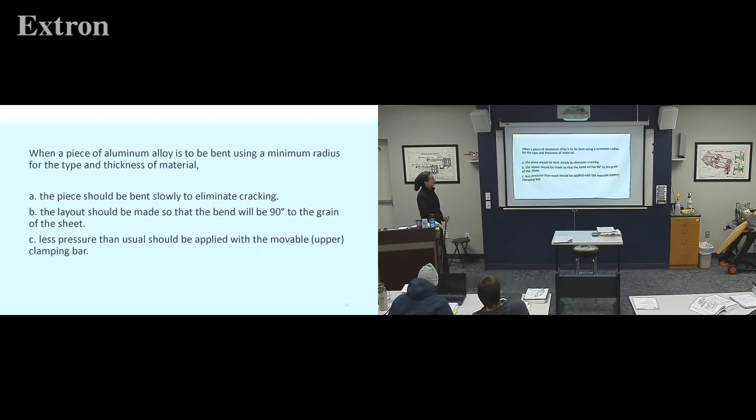And John. When a piece of aluminum alloy is to be bent using a minimum radius for the type and thickness of material, the piece should be bent slowly to eliminate cracking. The layout should be made so that the bend will be 90 degrees to the grain of the sheet. Less pressure than usual should be applied with a movable or upper clamping bar. He said B. Any disagreement? Very good, correct answer. The other two are quite unusual. Bend it slowly. Anyway, I'll move on.